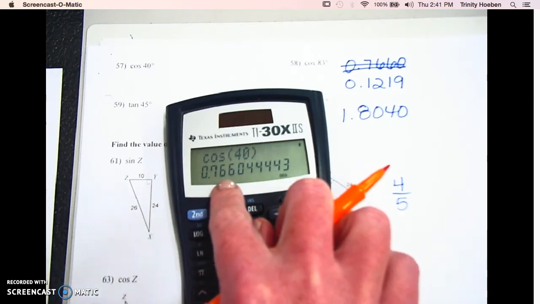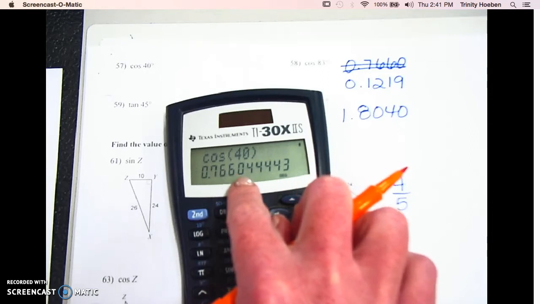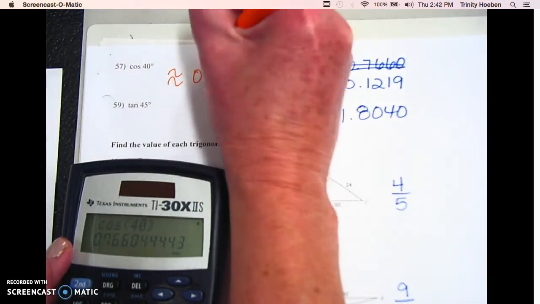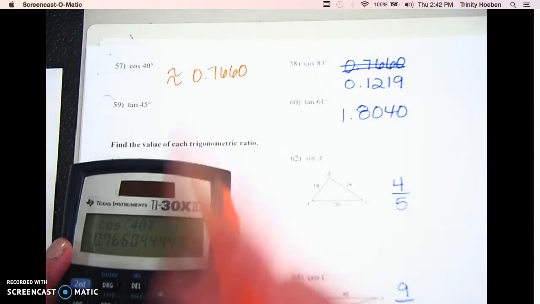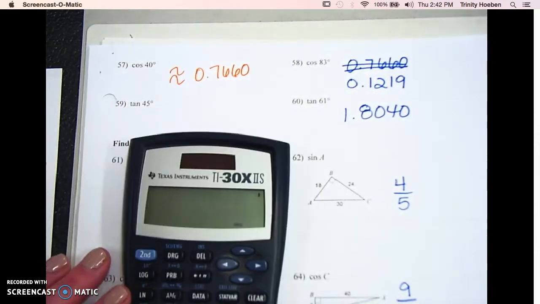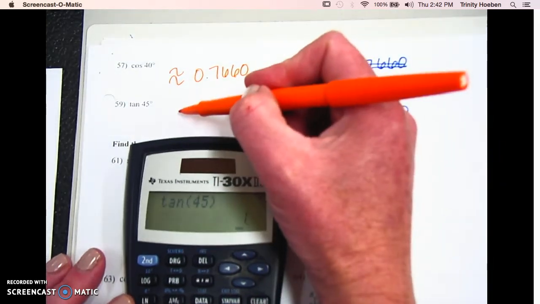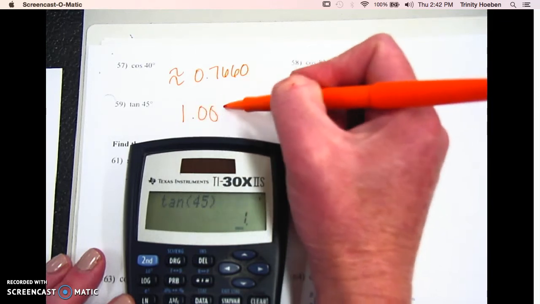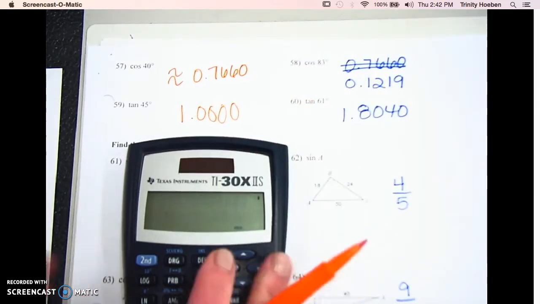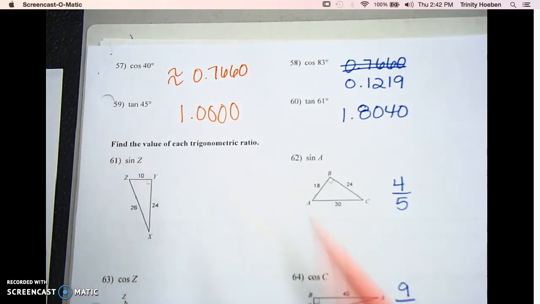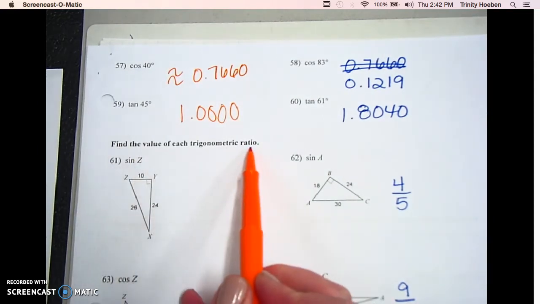So we have 7660 with a 4 next to it, so it stays. And that's the answer. For number 59, same thing, type tangent of 45, hit the equal sign. We have 1, so we're going to round it to the nearest 4 decimals. Looks like that.